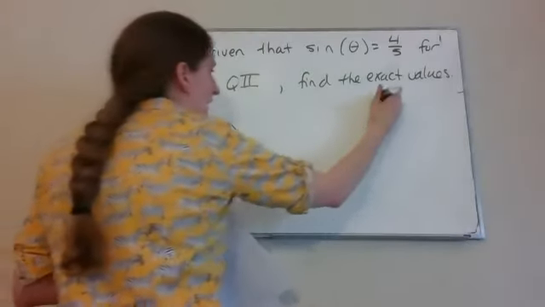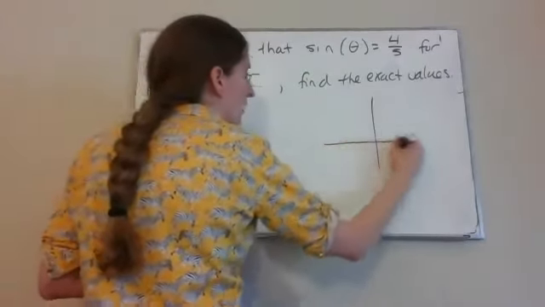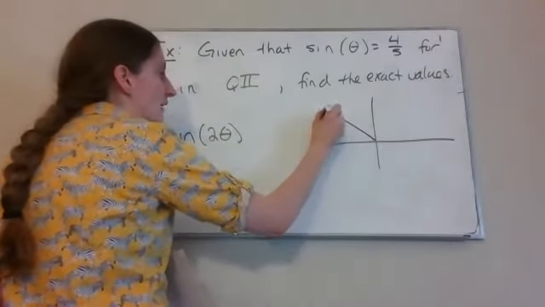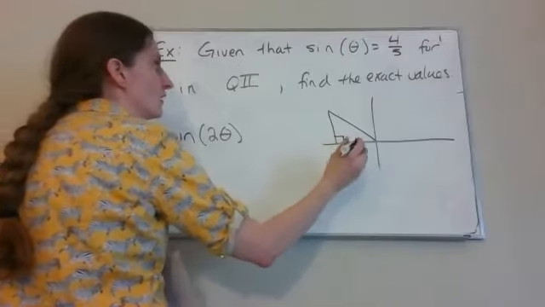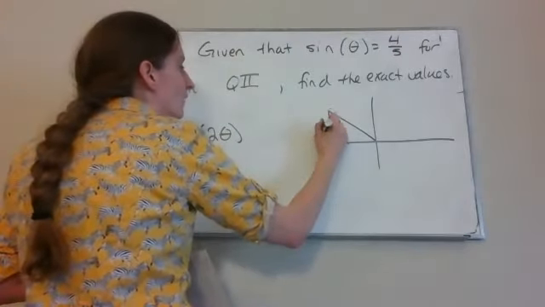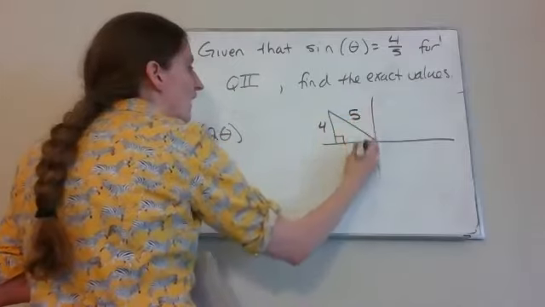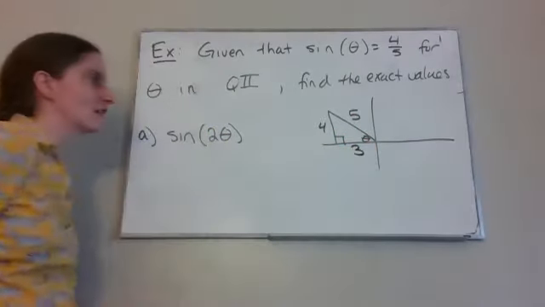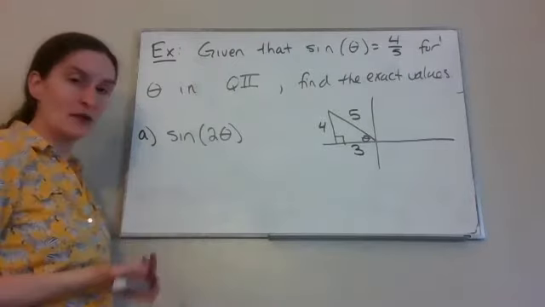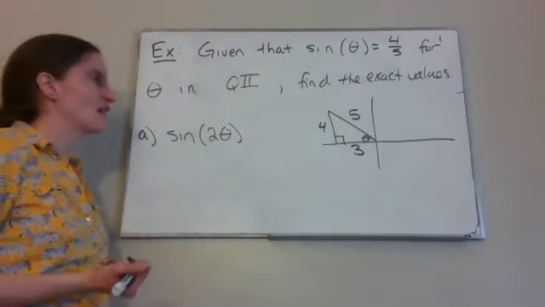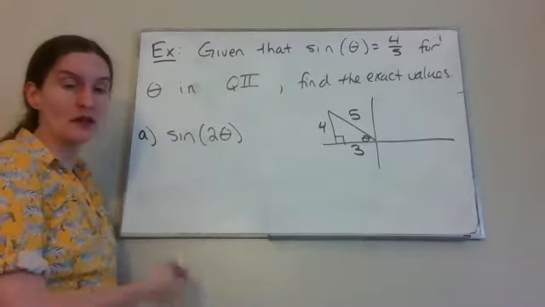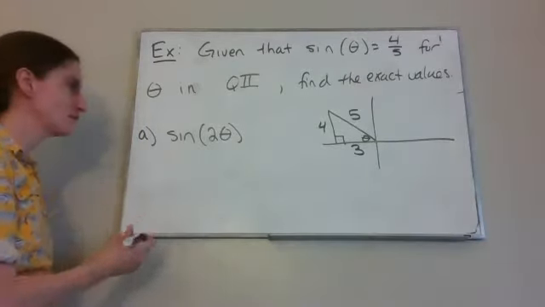Well, first let me go ahead and draw our triangle. We know we probably will need that. Quadrant 2, we're over here somewhere. So here's a triangle. My opposite is 4, my hypotenuse is 5. If you use the Pythagorean theorem, you get that this other side is 3. And so I know what sine and cosine are. Remember, cosine is negative in the second quadrant, and sine is positive.